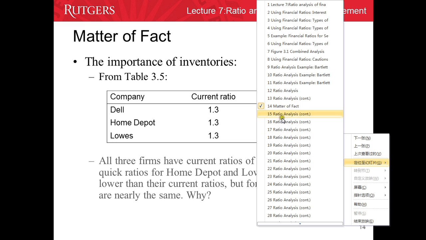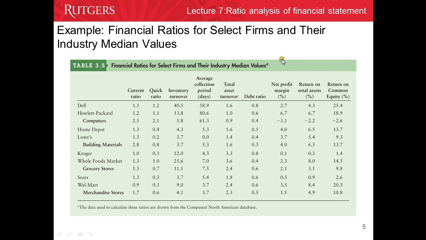According to this table, we can see that the current ratio of Dell is 1.3, and the current ratio for Home Depot is 1.32, also for Lowe's. But the quick ratio for Dell is 1.2, while for Home Depot and Lowe's, the quick ratio is very much lower than the current ratio.